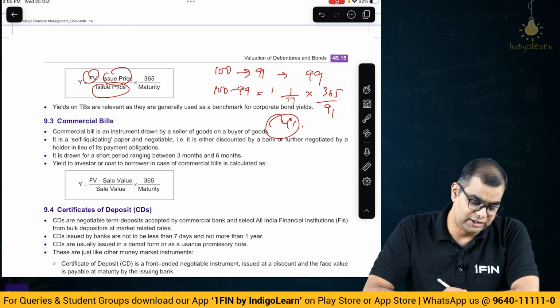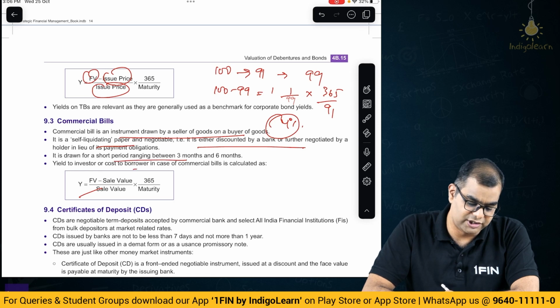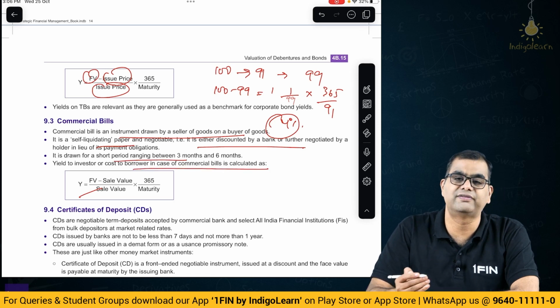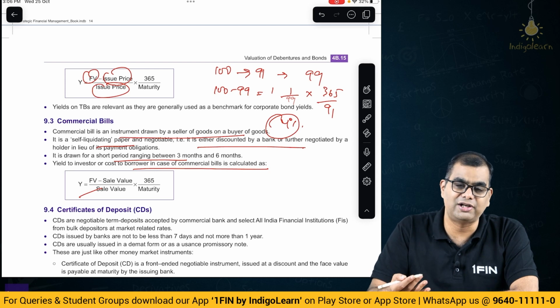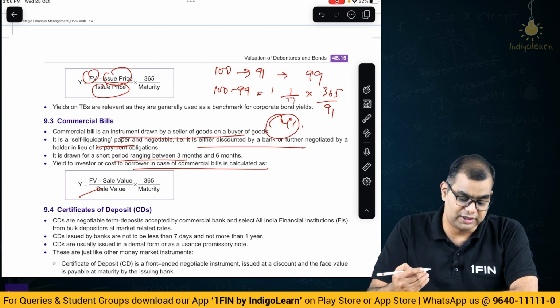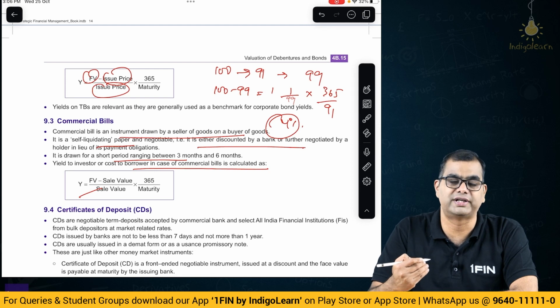In the same way you compute yield on commercial bills as well. Commercial bills are instruments drawn by a seller of goods on the buyer of goods. They are self-liquidating and are discounted by a bank. They are drawn for a short period, 3 to 6 months. Yield to the investor is calculated as follows: face value minus the sale value, divided by the sale value, into 365 by the actual number of days for which the instrument is valid.